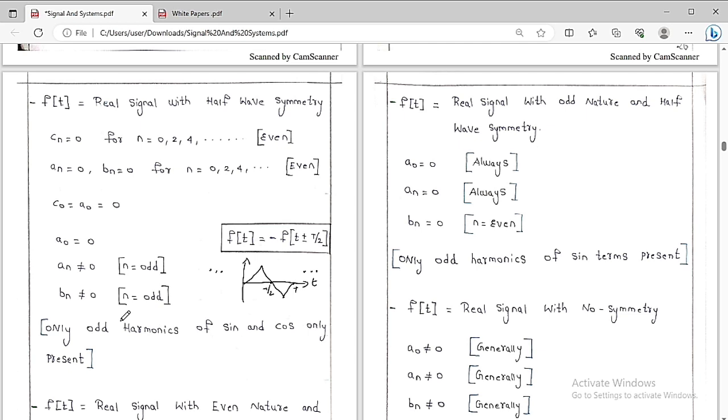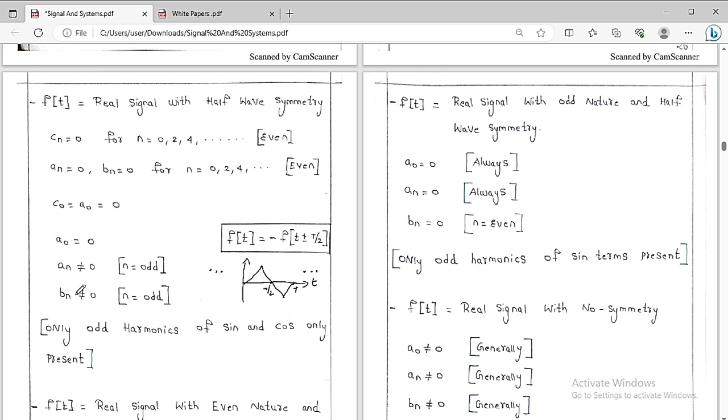Then only we can say it's a half-wave symmetry. For the case of half-wave symmetric signal, Cn is equal to 0 for all the even values of n, which is n is equal to 0, 2, 4 and goes on. Cn is nothing but an by 2 minus j bn by 2. As we are going to equal the real part and the imaginary part to 0, an is equal to 0 and bn is equal to 0 for all the even values of n, which is 0, 2, 4 and goes on.